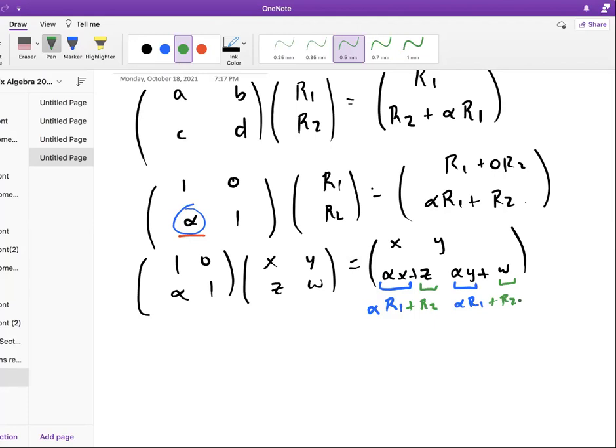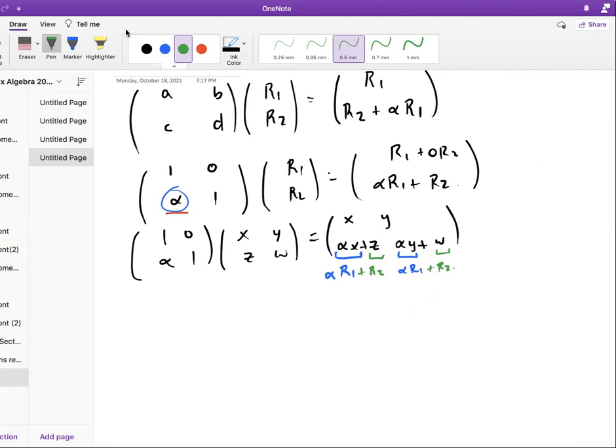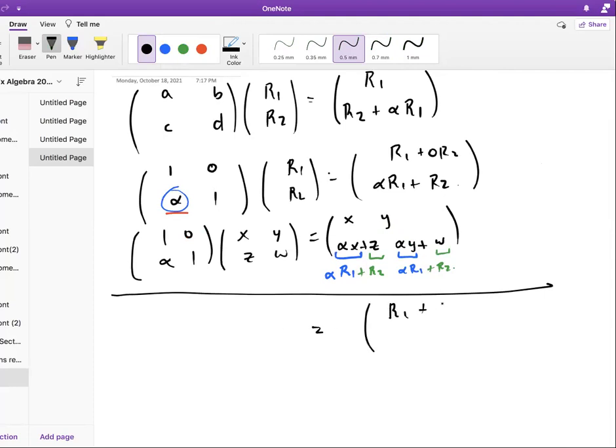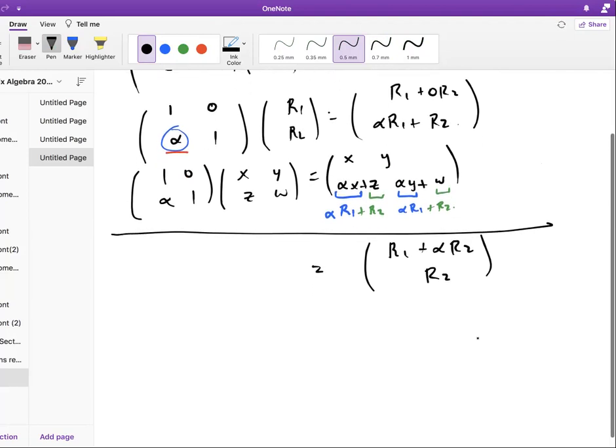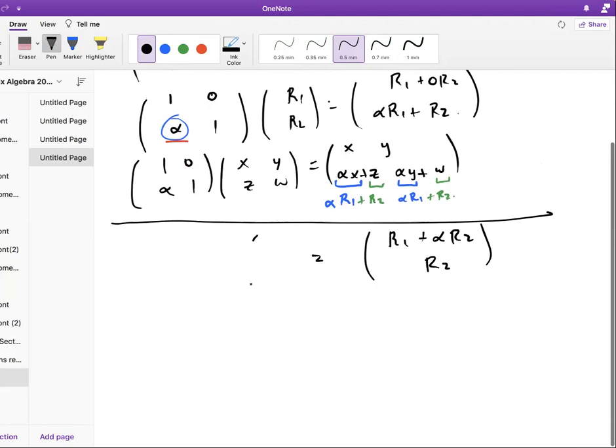Okay, cool. Any questions on that one? All right, and what do you think the similar operation would be for doing like row 1 plus alpha row 2? So this was used mostly in Gauss-Jordan elimination, putting things into reduced row echelon form. What do you think? Where would the position of alpha be?